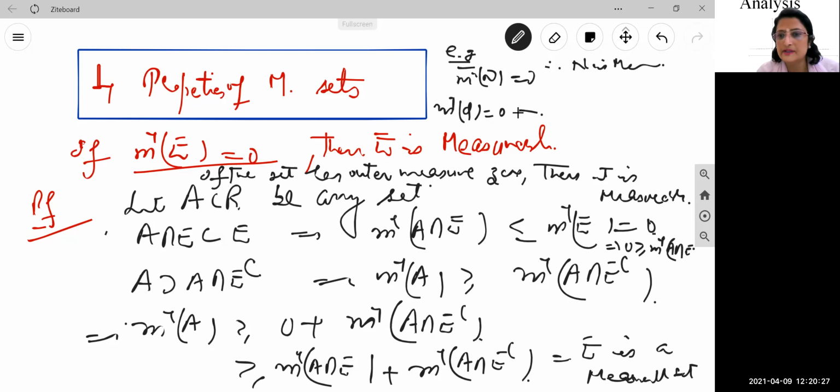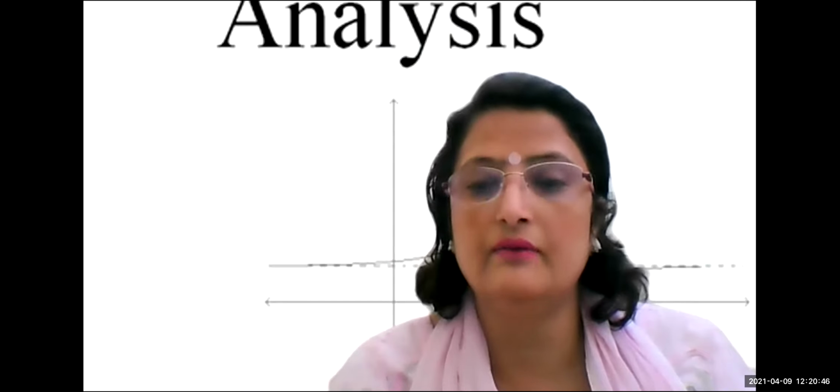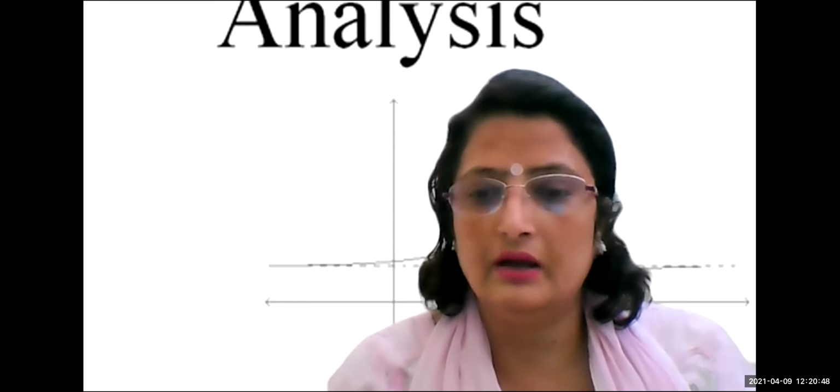So these are the examples that you can note: the set of natural numbers, set of integers, set of rational numbers, set of all algebraic numbers, the Cantor set itself, they have the measure 0. So these are measurable sets. So this is all about today's topic. I hope everything is clear to you.